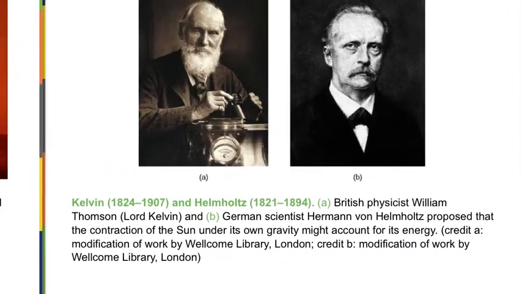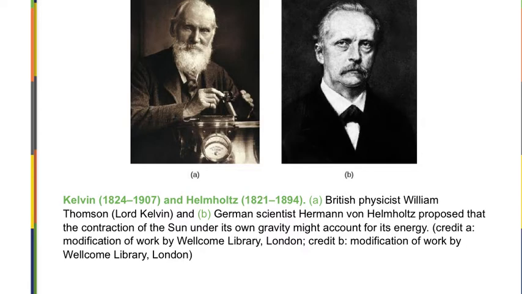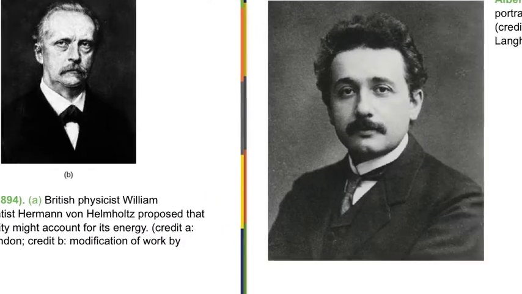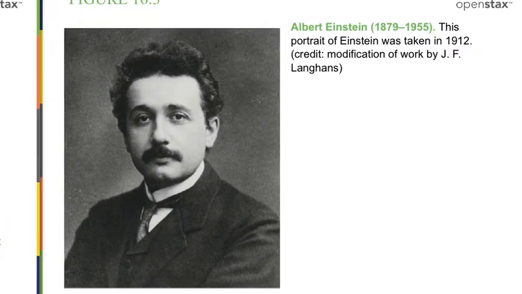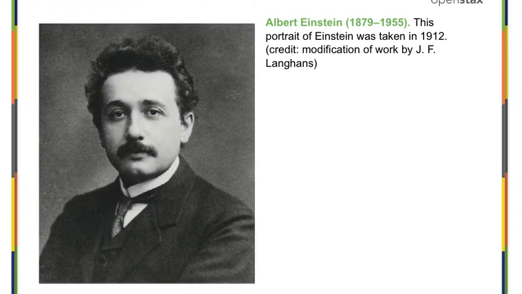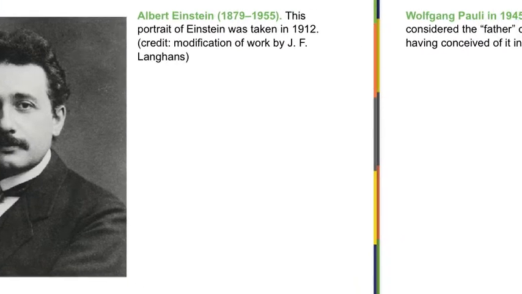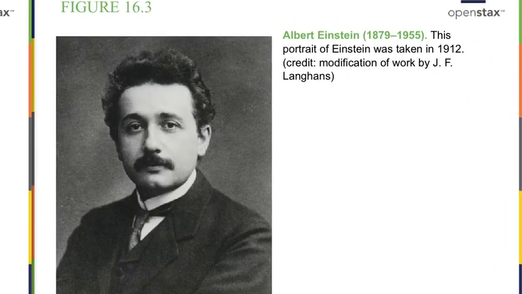Here is Lord Kelvin and Heinrich Helmholtz. They both proposed that the contraction of the sun under its own gravity might account for its energy. It was a great effort, and it got them to a sun that could last about 20 million years, but not far enough. This is our friend Albert Einstein, who passed away in 1955 after a long and glorious life doing all kinds of amazing things.